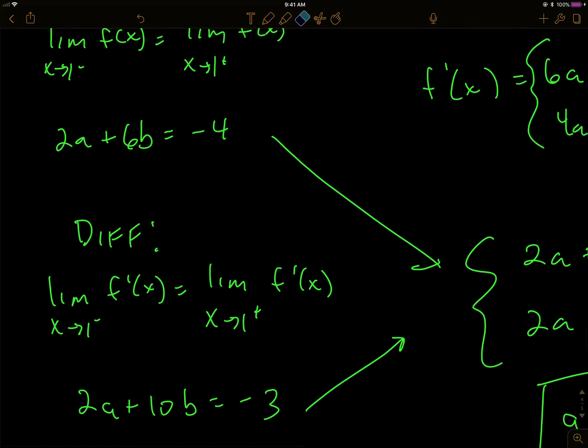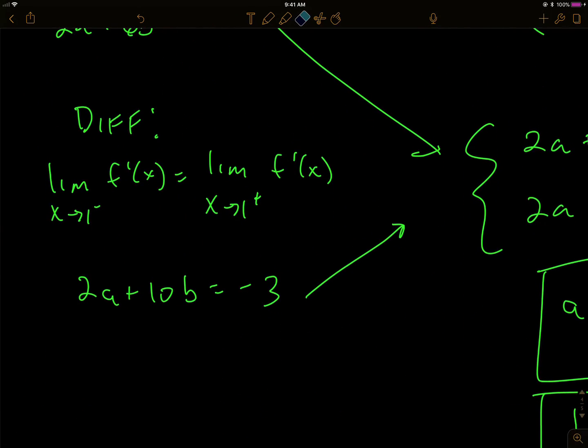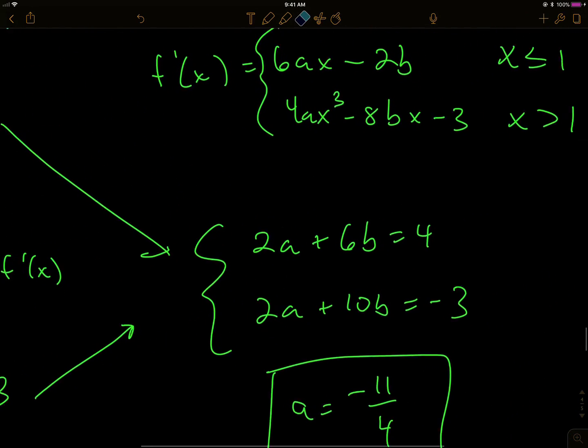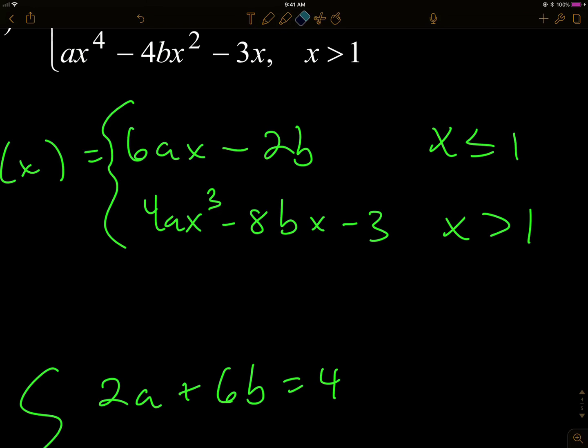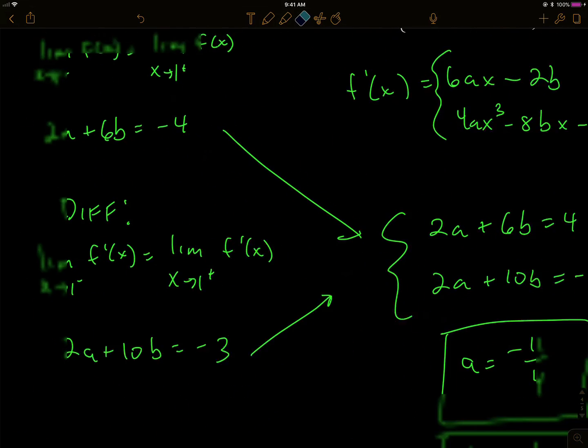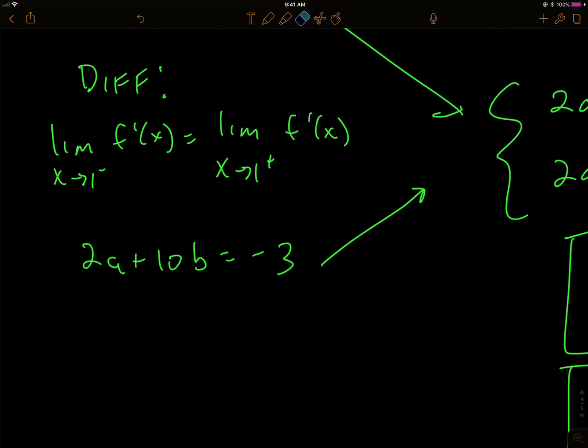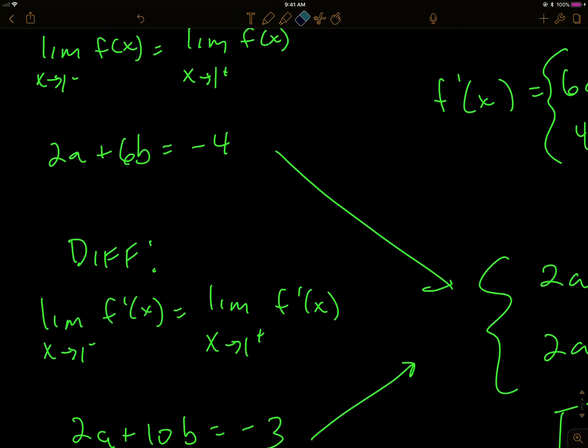Now I want to do the differentiability one, where I know the limit from the left of the derivative should be equal to the limit from the right of the derivative. So I'm going to take my derivative function and plug in 1 for my x's up top, and that'll be the limit from the left. Plug in 1 for x in the bottom equation, that'll be my limit from the right. Simplify that equation and put it in standard form. I get 2a plus 10b equals negative 3.